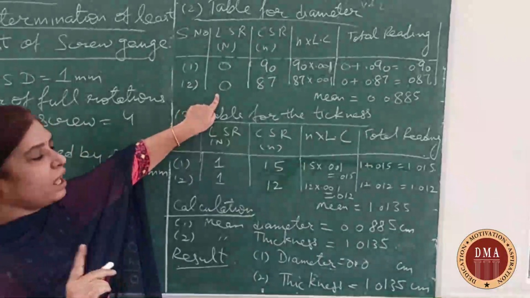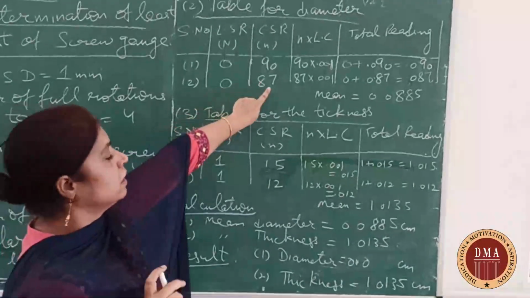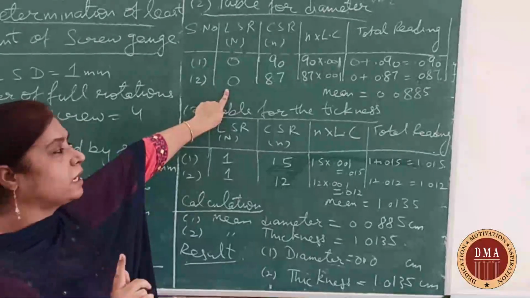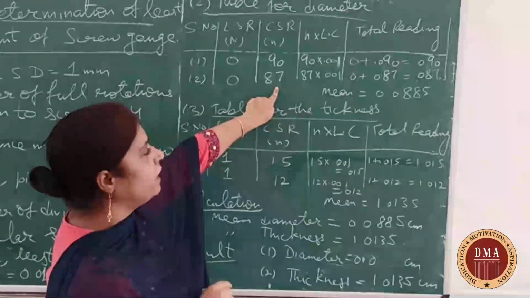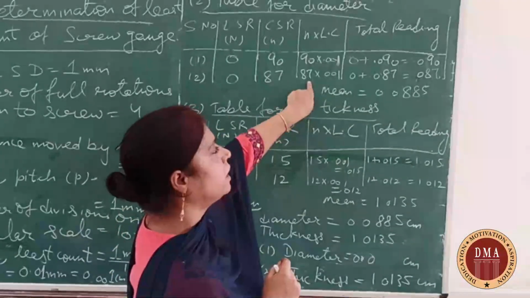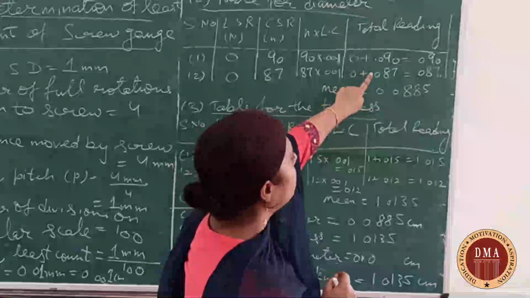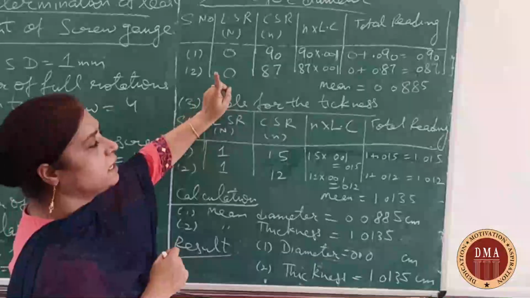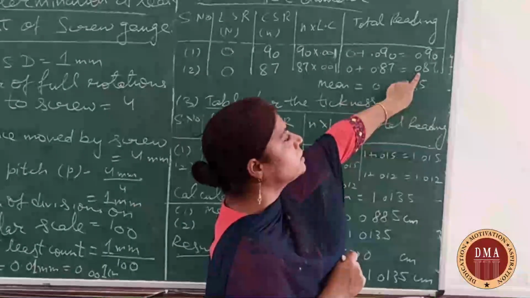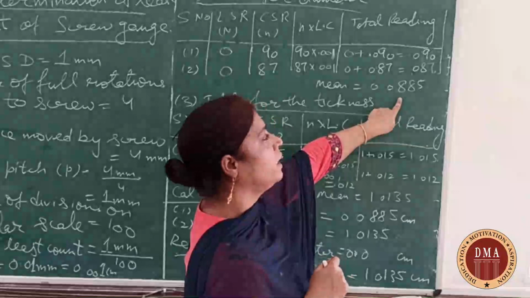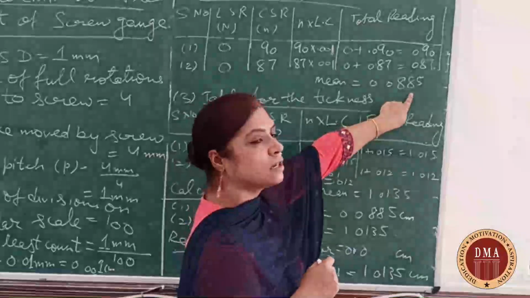Again for the second reading, hold the wire again and press it tightly. You will observe that the linear scale reading remains the same. It is 0 only; the circular reading can change. If it becomes 87, again you have to multiply your circular scale reading with the least count. The total reading is n multiplied by least count plus linear scale reading, which gives you 0.087. Then we have to obtain the mean of both the readings, which gives you 0.0885.